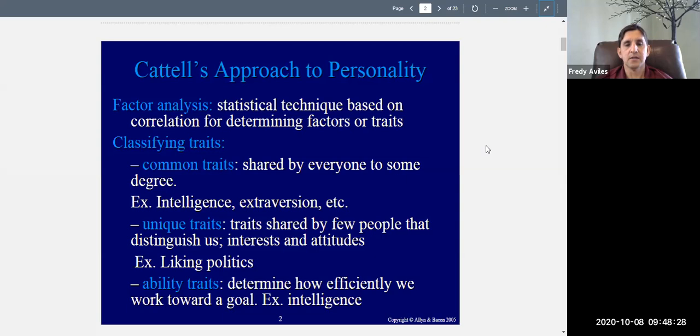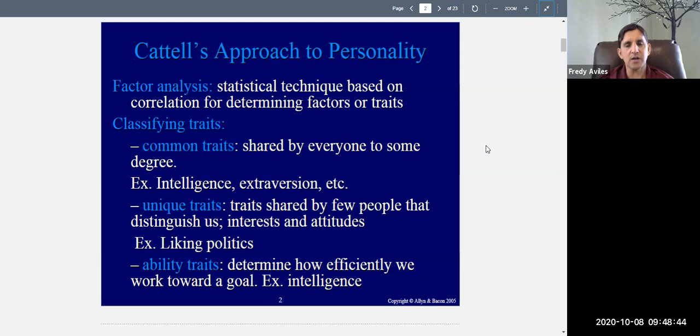So unique traits are things that are shared by very few people, things that distinguish us a bit more, things that have more to do with our interests and our attitudes, like liking politics. And he also came up with what he called ability traits. It's obvious what ability traits are. Ability traits determine how efficiently we work toward a goal. Ability traits have to do with how good we can do certain things, or how intelligent we are, or maybe how good our memory is, or things like that.